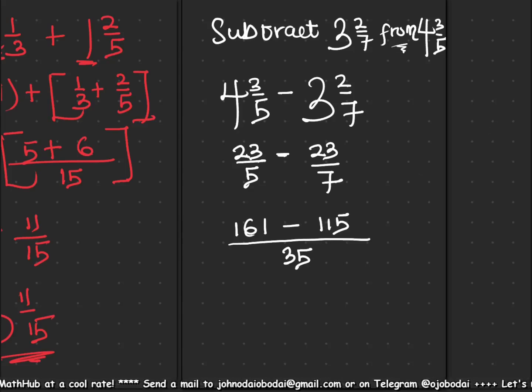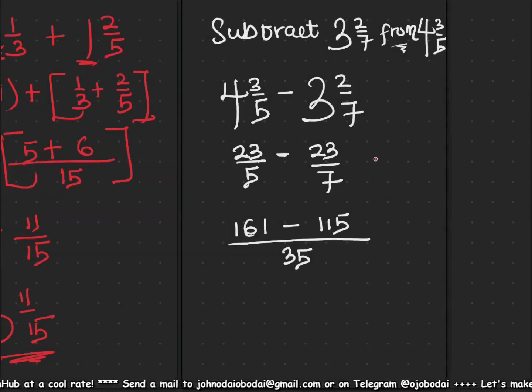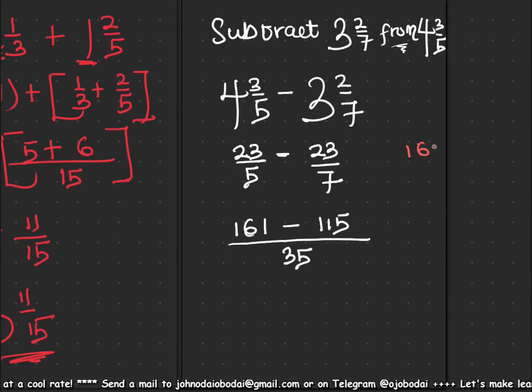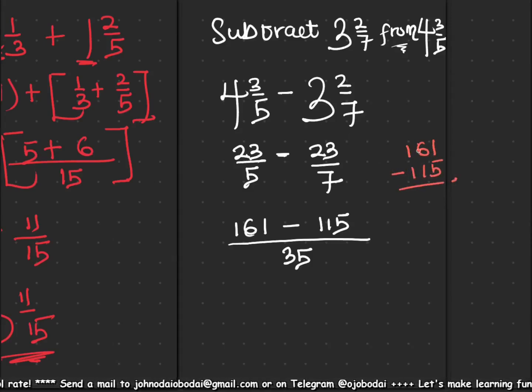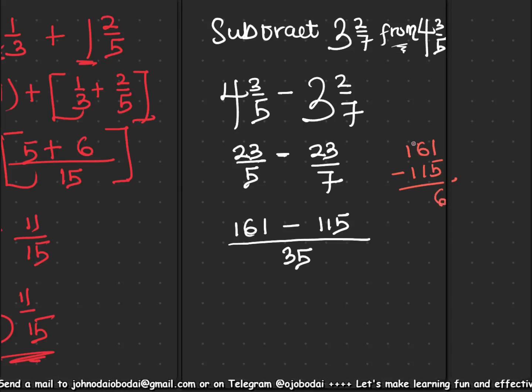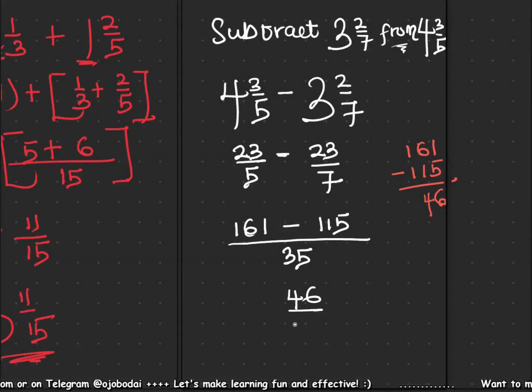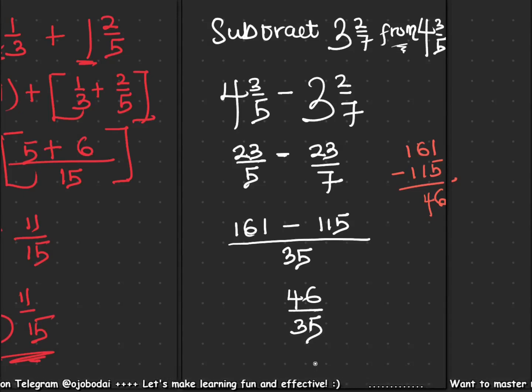So we can quickly do that simplification here. 161 minus 115. If I'm to subtract, this here isn't going to work. So I'll borrow 1 from here so that I have 11. 11 minus 5 gives us a 6. Then I'm left with 5 over here. 5 minus 1 gives us a 4. 1 minus 1, we have 0. So for the numerator, if we perform our simplification, we are going to get 46 over 35, right?